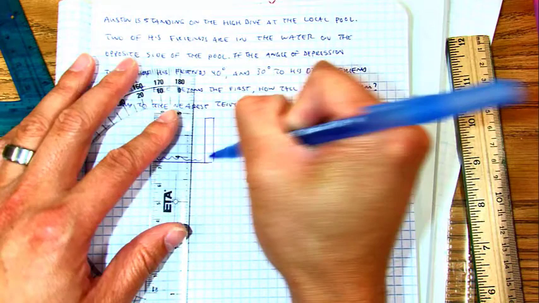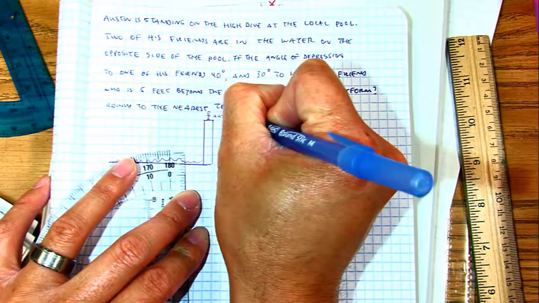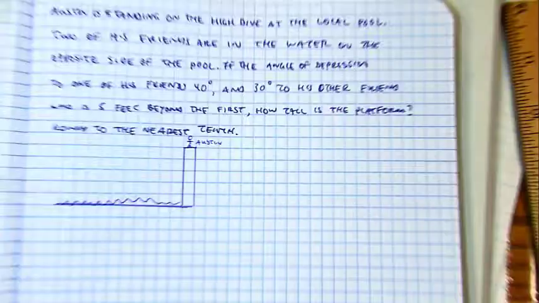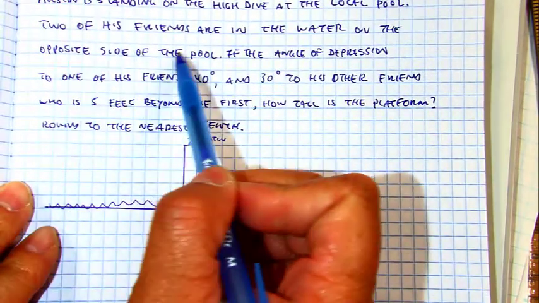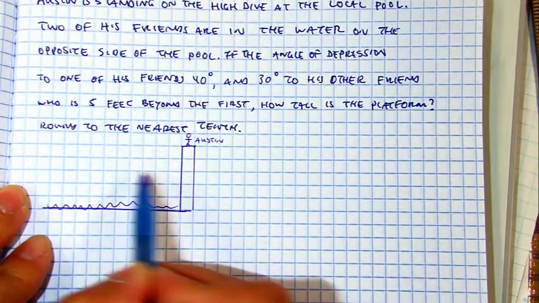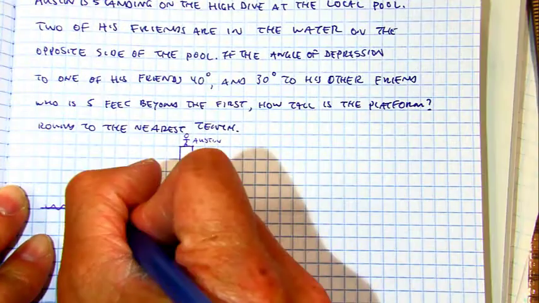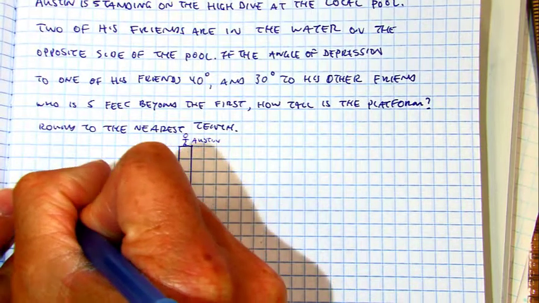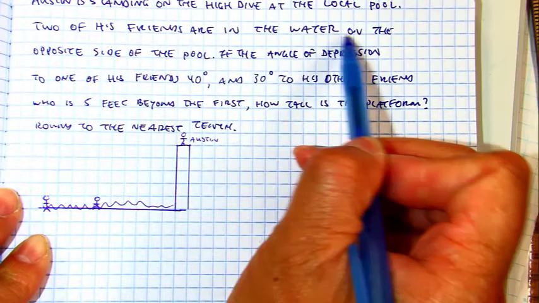Sounds kind of weird. You need a point of reference, so do draw Austin. Two of his friends are in the water on the opposite side of the pool. So the opposite side would be something over here. There's two friends. Two of his friends are in the water on the opposite side of the pool.